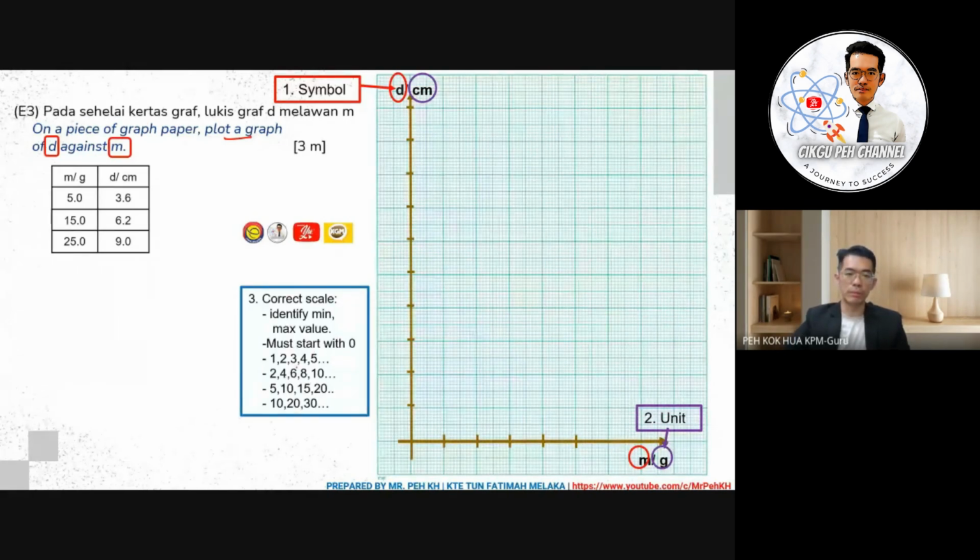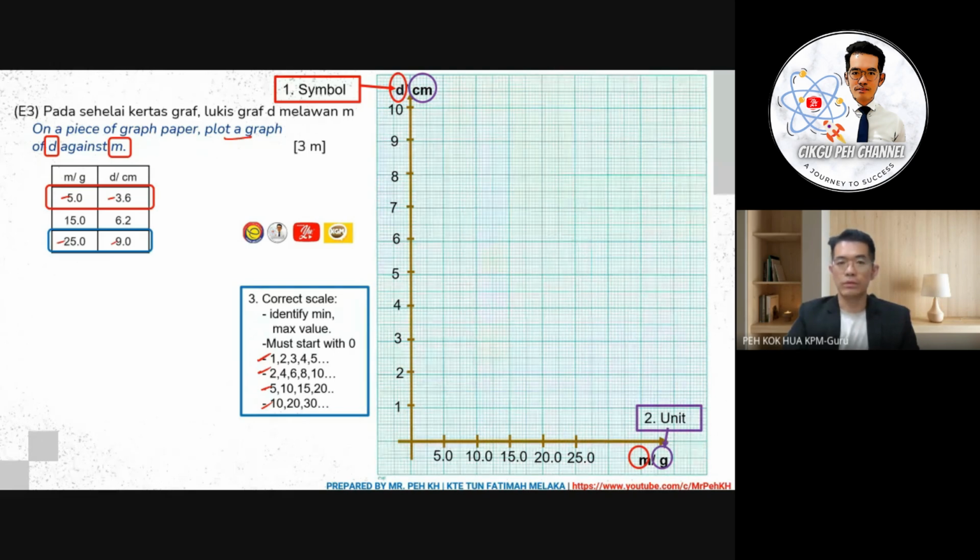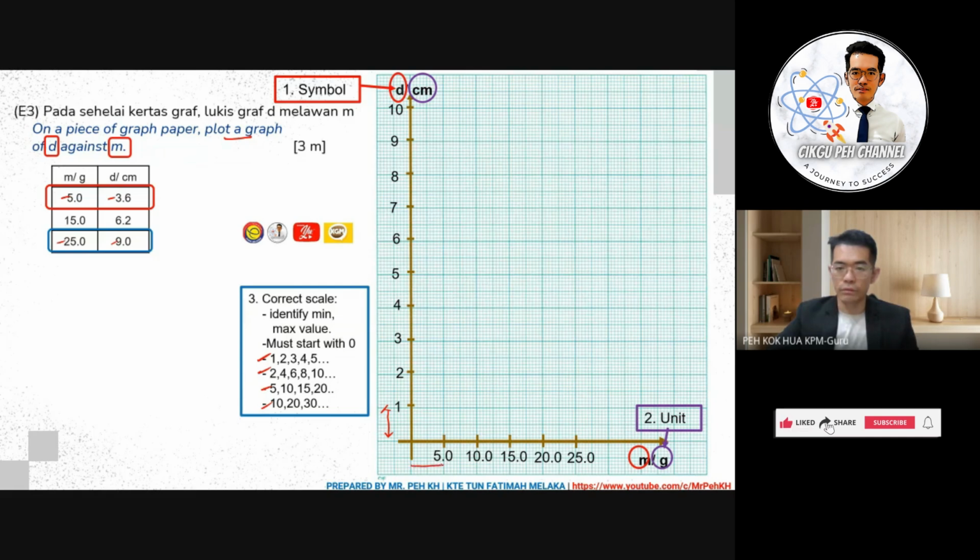Then the third, you have to give the correct scale. Normally we use multiples of 1, 2, 5, or 10. The starting point that is easier for us is actually 0, and your scale must cover the minimum and maximum values here. So the suggestion will be this: the Y axis will be 1 unit to 1 cm, then the X axis will be 1 unit to 5 gram.